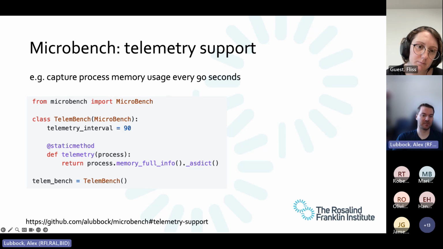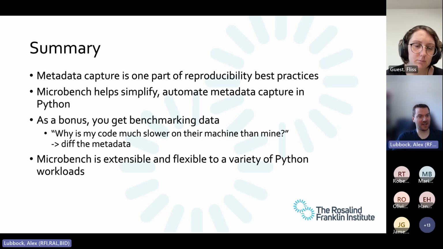So we can specify a telemetry interval of 90 seconds, and then this function is essentially like a callback that captures. You can take anything from this process and capture it and store it as metadata. So in this case, we're capturing the memory usage every 90 seconds as part of our benchmark. Okay, so that's the Microbench library, a quick whistle-stop tour.